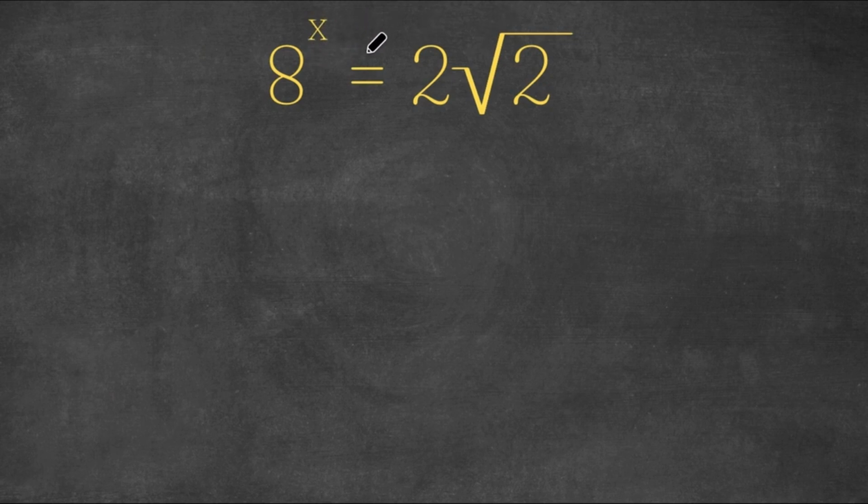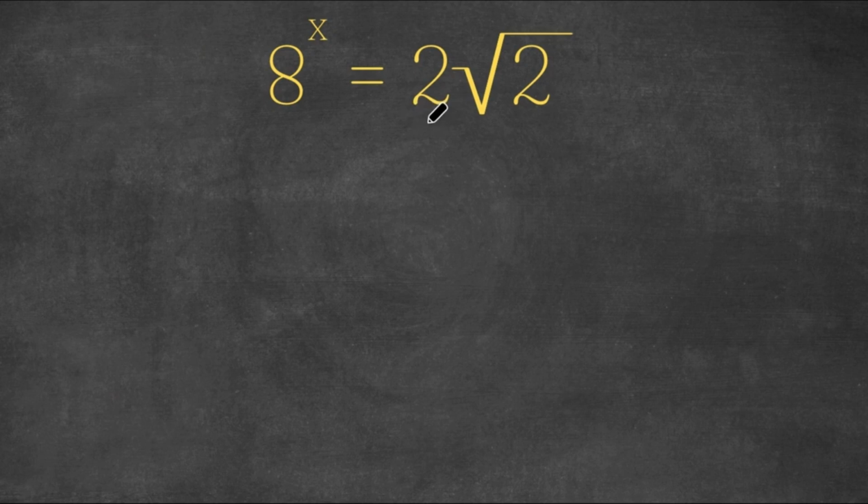So if you guys didn't already know, whenever we're solving exponential equations, our main goal is to make our bases the same. This is usually the case for solving exponential equations. So right here, you can see that our bases are absolutely different. We have 8 as our base on this side, and we have 2 root 2 on this side. And we want to try to find a way to make them the same.